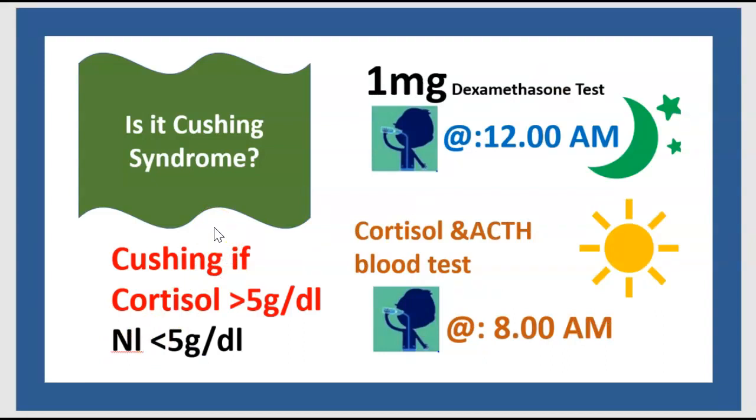Regarding Cushing, we ask the question, is it Cushing syndrome? To answer this question, we give 1 milligram dexamethasone test at 12 a.m. at night, and we measure cortisol and ACTH blood test at 8 a.m. If cortisol is over 5 micrograms per deciliter, we say it's Cushing. Under 5, it's normal.